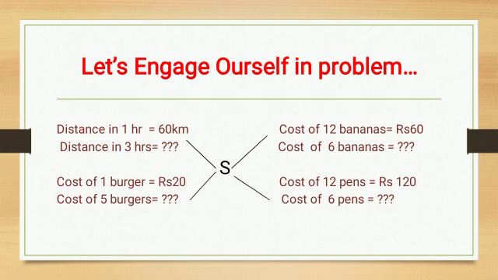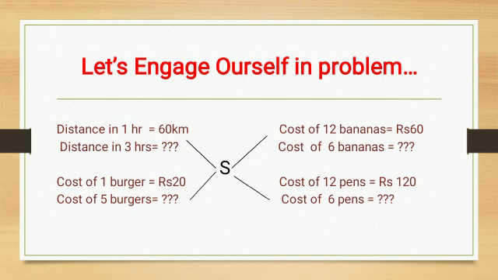Now have a look at the problems given on the right hand side. The cost of 12 bananas is equal to rupees 60. Then what can you say about the cost of 6 bananas? That will definitely be less than rupees 60. Why is this happening? Because there is a decrease in the first quantity, so there will definitely be a decrease in the second one also. Clear? Then move to the last example: the cost of 12 pens, which is also from your general life.